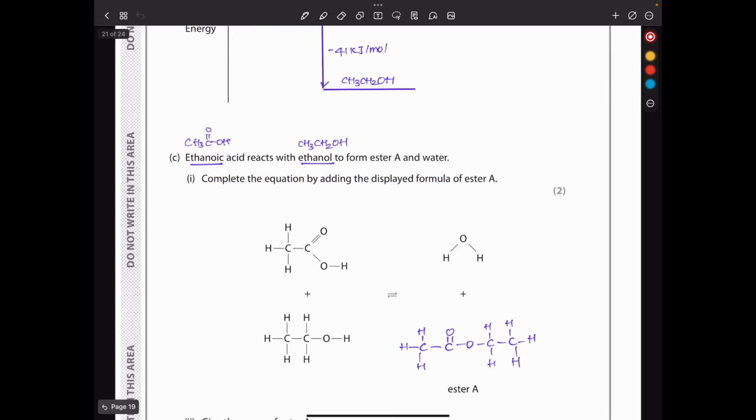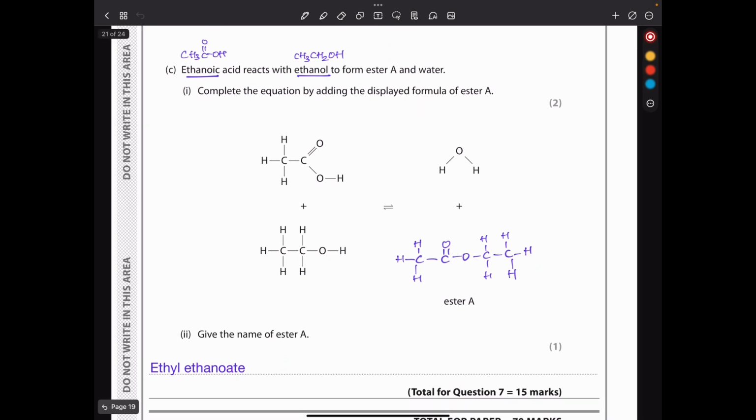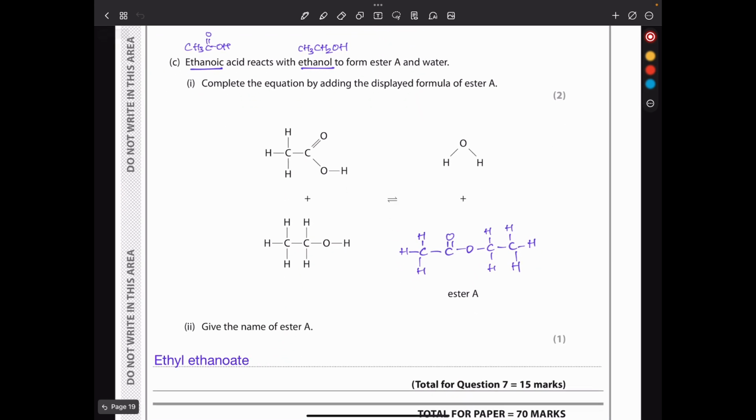Next, ethanoic acid reacts with ethanol to form ester A and water. Complete the equation by adding the displayed formula of ester A. To form this ester, the carboxylic acid part is going to lose OH, so the remaining oxygen here attaches to that carbon, creating this structure here. So this is the ester A.